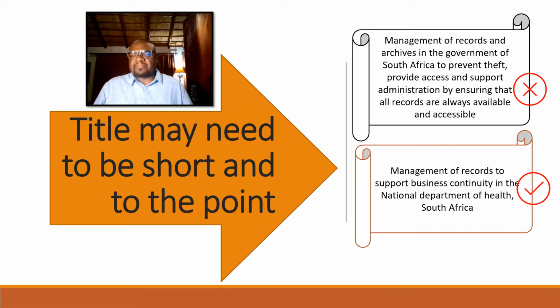But looking at the second one, which is marked with a tick that shows correctness, it reads as follows, and I believe you will agree with me that this is the correct one compared to the first one: Management of records to support business continuity in the National Department of Health, South Africa. So this can be considered a good example of a research title in social science research.